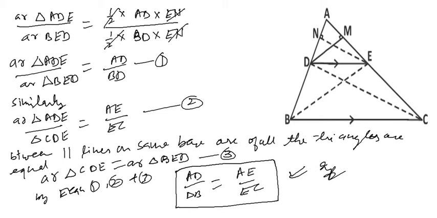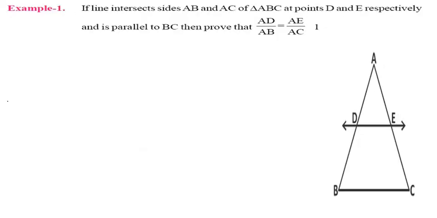Let us see the next example one. If a line intersects sides AB and AC of triangle ABC at points D and E respectively, you can see here D and E, and is parallel to BC, then prove that AD upon AB is equal to AE upon AC.